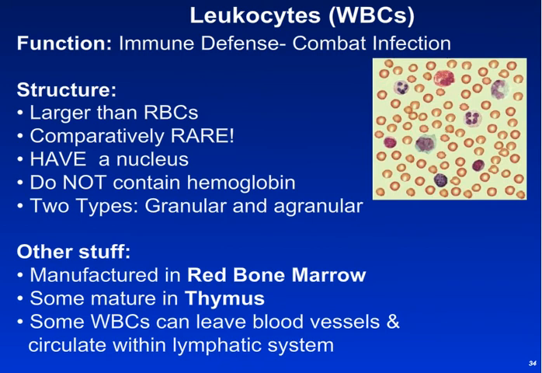In general, they tend to be somewhat larger than red blood cells. Remember, a red blood cell was about 7.5 to 8 microns in diameter. In comparison, white blood cells are somewhere between 8 to 15 to even 20 microns in diameter, so they're very large. They're also comparatively rare.